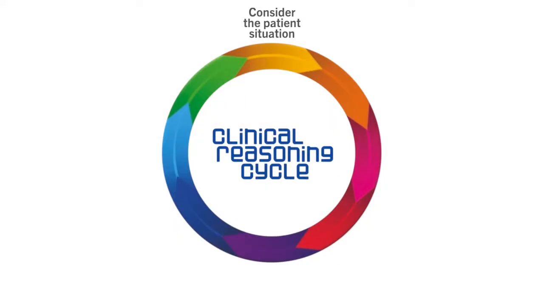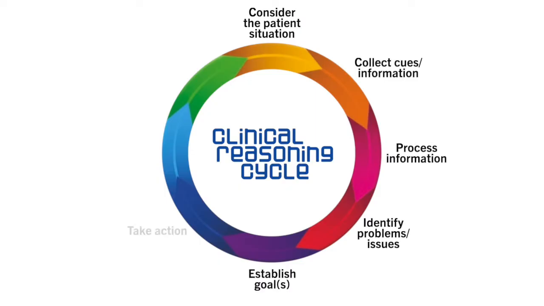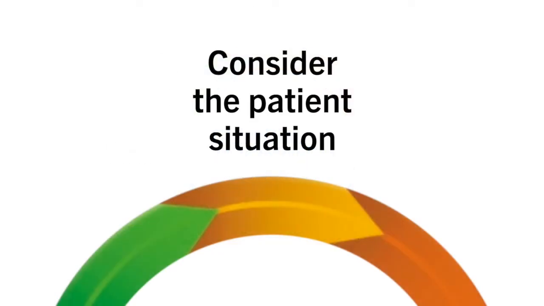So what I want to do now is show you the actual clinical reasoning cycle and briefly explain the different parts of it. The first part that you can see in the cycle is considering the patient situation. That's where we look at describing the person, what the situation is, and the reasons why that person has been admitted to hospital. Or if you're seeing them within primary care, why have they been admitted to the service?